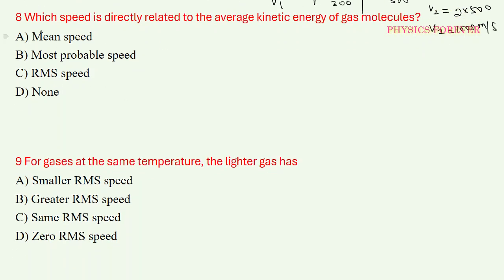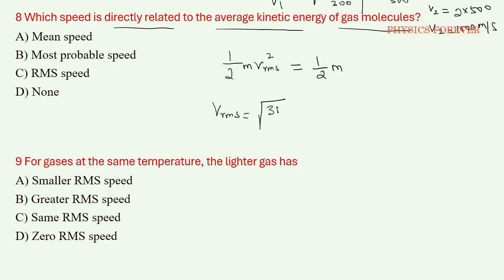So question number 8: which speed is directly related to the average kinetic energy of a gas molecule? What is the average kinetic energy of a gas molecule? Then we know what that is. The kinetic energy is 1 by 2 m times the root mean square speed squared. What is the value for root mean square speed? V RMS is equal to root of 3RT by m.